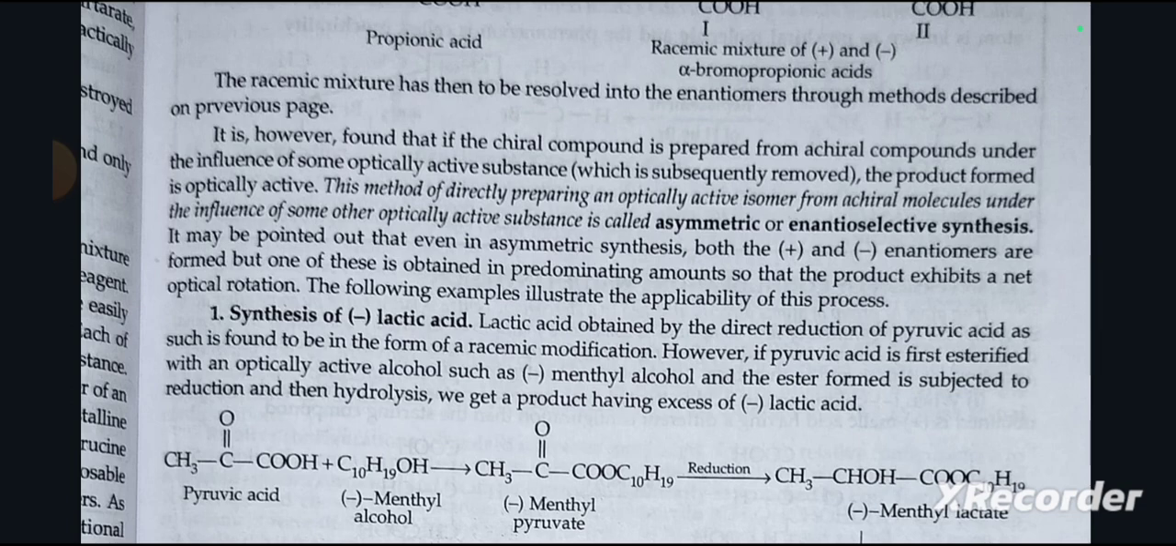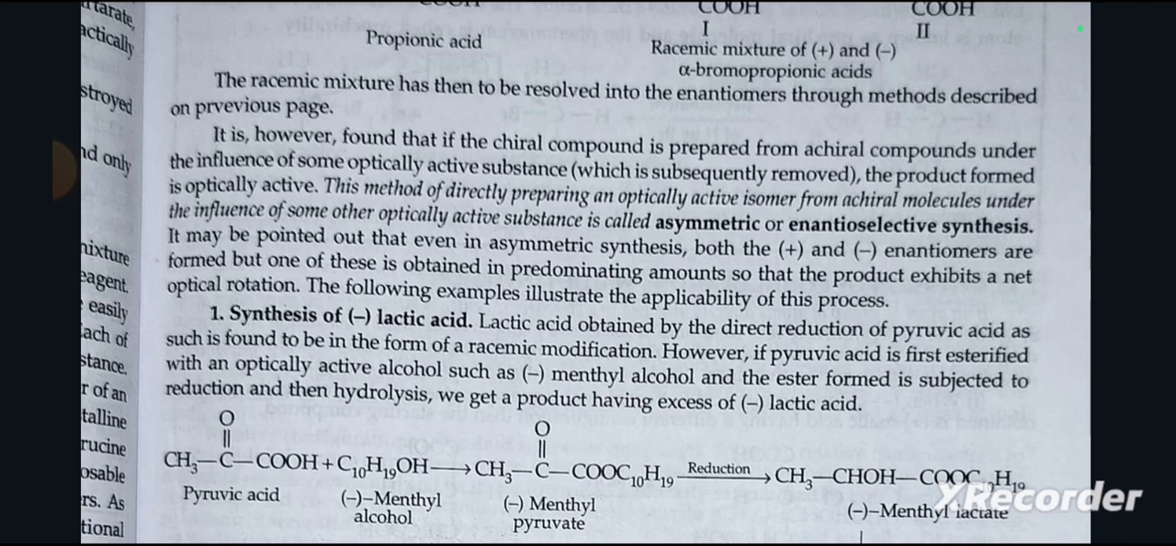It is, however, found that if the chiral compound is prepared from an achiral compound under the influence of some optically active substance, which is subsequently removed, the product found is optically active. This method of directly preparing optically active isomers from achiral molecules under the influence of some other optically active substance is called asymmetric or enantioselective synthesis.